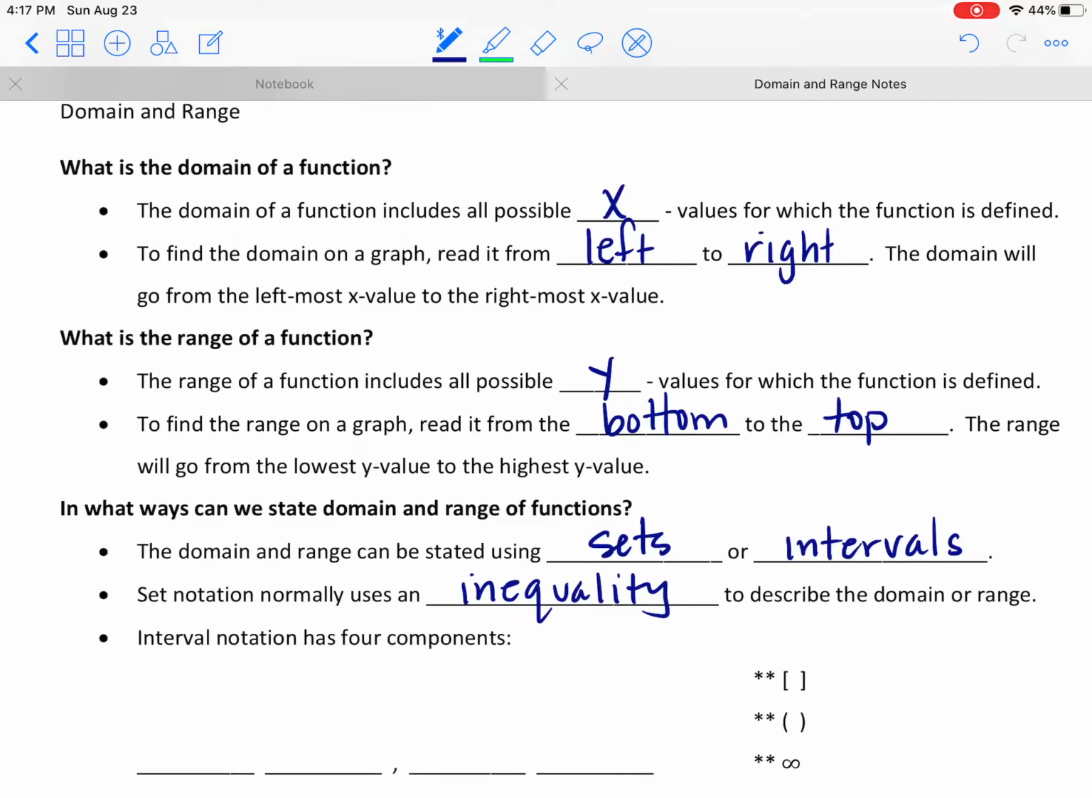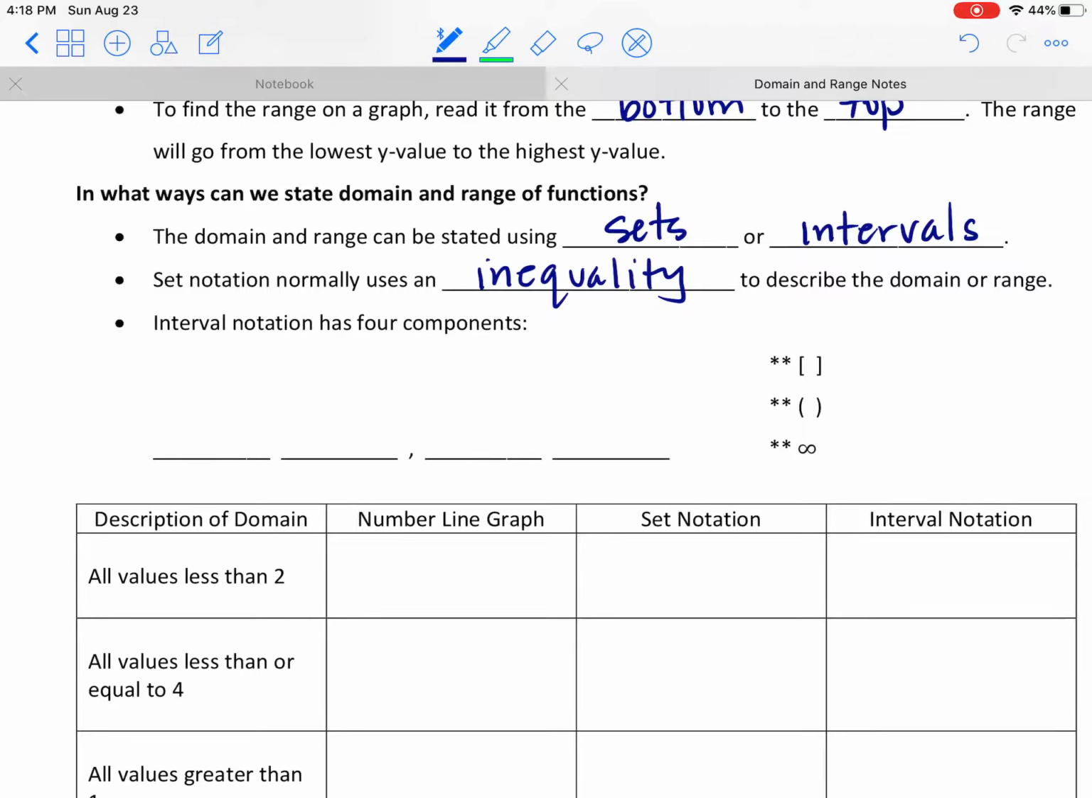Or we can use an interval. In the interval notation, I think that's the more commonly used one, but it's got 4 components to it. So whether it's domain or range, we go from the smallest to the largest value in the set. And that should make sense for an interval, right?